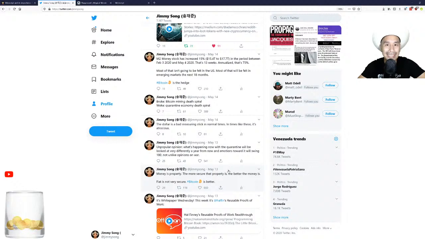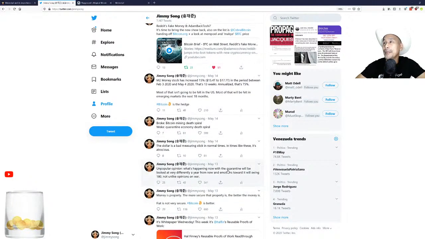Not so much with the US dollar right now, but certainly with other currencies, you're seeing a lot more of that. Unpopular opinion: what's happening now with the quarantine will be looked at very differently a year from now, and emotions toward it will swing 180, not unlike opinions on war.